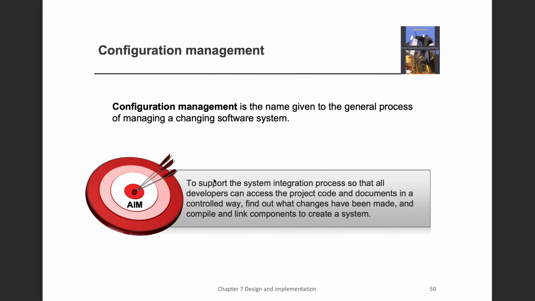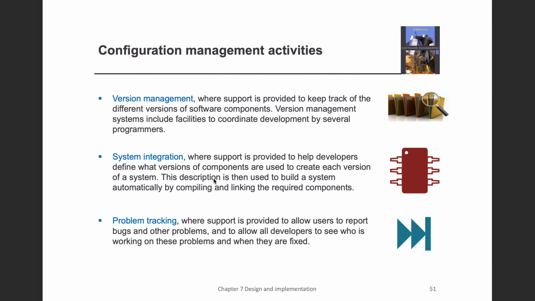And then we look at configuration management. This is the name given to the general process of managing change in a software system. In actual sense, it helps us manage different versions of the software that you design. Looking more into detail, we have configuration management activities. First, version management. This is where support is provided to keep track of the different versions of the software components. If you have different versions of the software, configuration management helps you keep track of them.